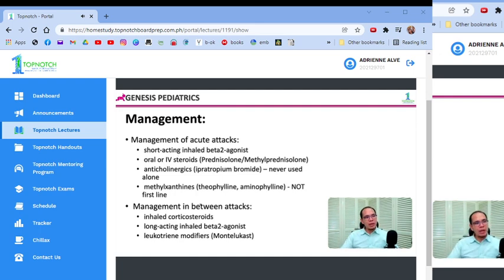So if hindi siya gumagana, you can add your anticholinergics, but please take note that it should never be used alone. You have to have your SABA. Okay? So that's your combination. So your SABA plus your ipratropium bromide. And methylxanthines can also be used for severe asthma, but please do remember it's not a first-line drug. Okay? Other drugs that you can use, magnesium sulfate, bronchodilator din siya. So we usually use that pag severe na yung asthma, pag hindi siya nag-respond sa SABA.